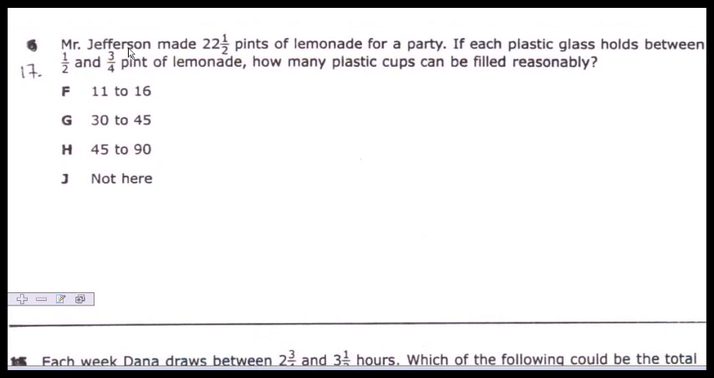Alright, so let's see. Mr. Jefferson made that many pints of lemonade for a party. He has plastic glasses that hold between that many and that many pints of lemonade. How many plastic cups can be filled reasonably? So if all the plastic cups are filled by that amount, then we have to divide. That many pints, 22.5, has to be divided by 1/2.